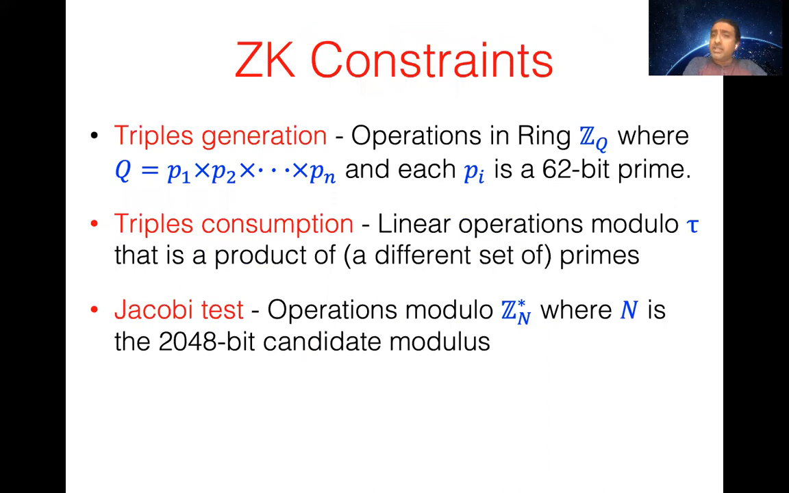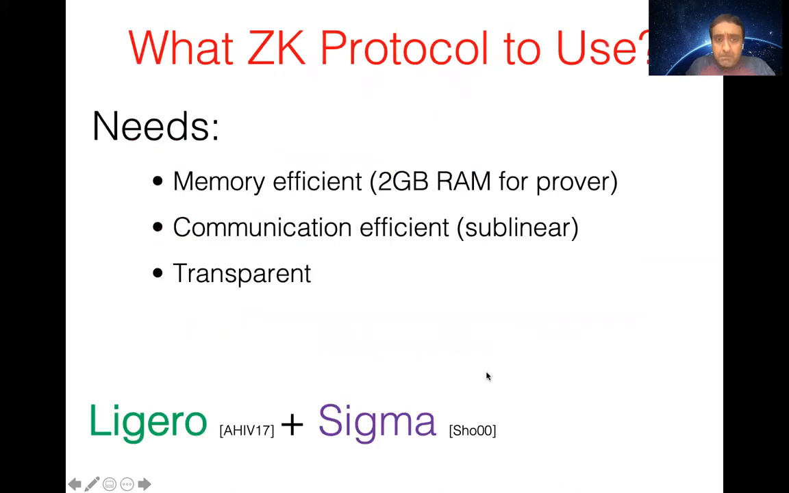The zero knowledge constraints that we had to enforce were a complicated zero knowledge statement that we wanted to prove. It had ring operations, which is from the lattice space. Then we needed to consume the triples, but these were triples mod several prime numbers, so it was not just over a single field. And finally, we had to also prove some correctness in the Jacobi test, which was modulo the target RSA modulus.